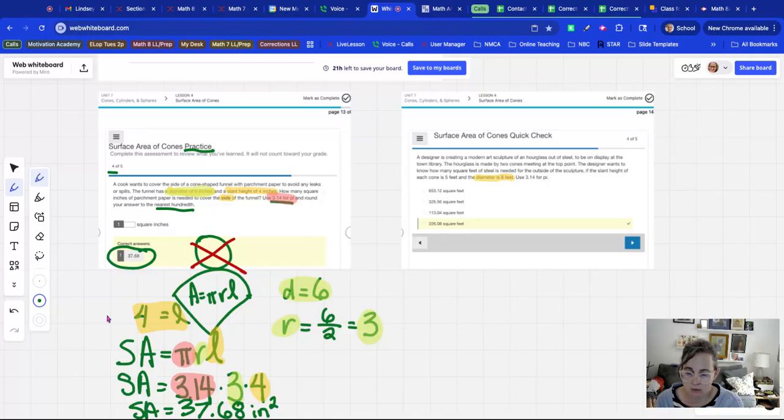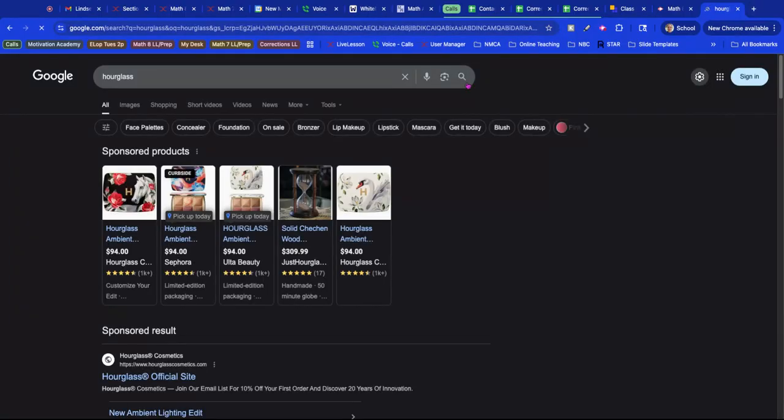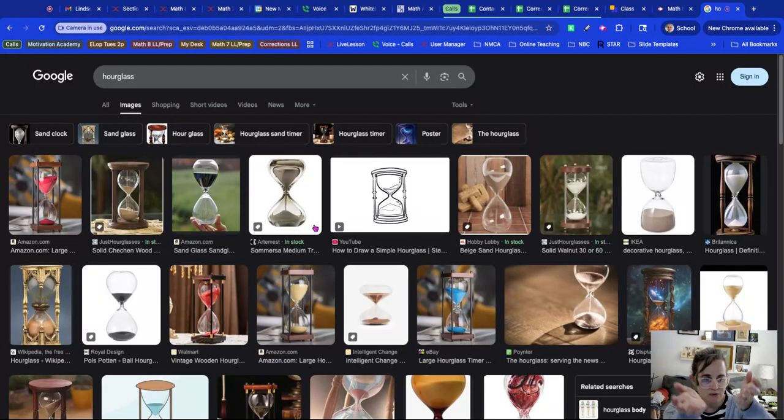Okay, so let's make sure we know what is going on in this problem. I'm going to just get a picture of an hourglass here. Oh, yes. Okay, so you could imagine one that had kind of sharper sides and a flat top, and it would look like 2 cones put together. Okay.